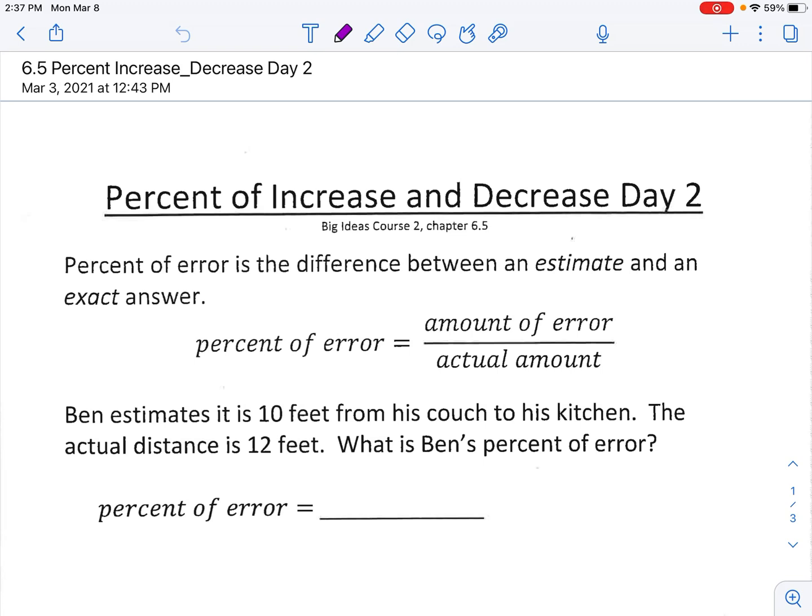So very similar to the previous lesson, although the previous lesson was the amount of change, and today we're going to talk about the percent of error. Again, another formula that we will get to use today. So the percent of error is the difference between an estimate and an exact answer, okay? To find the percent of error, the amount of error goes on top over the actual amount goes on the bottom. Again, the percent of error is the difference between an estimate and an exact answer, okay?